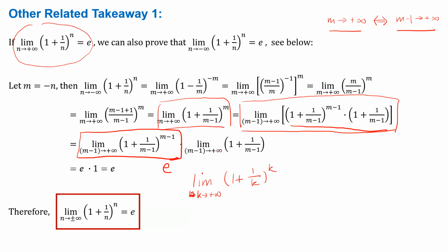The second part is, when m minus 1 approaches positive infinity, this part approaches 0, right? Plus 1 should be 1. So the limit of this expression is 1. So that gives us e times 1, which is also e, right? Therefore, we can prove that the limit of 1 plus 1 over n raised to the power of n, when n approaches either positive or negative infinity, is e. Understand?